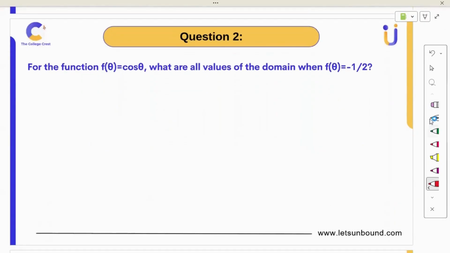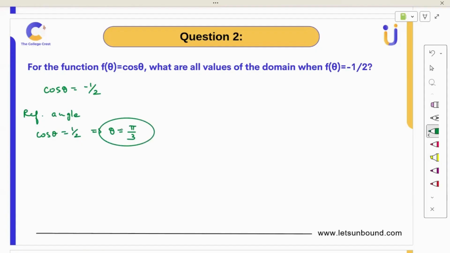For the function f of theta is cos theta, what are the values of the domain where f of theta is minus half? Okay, so f of theta means cos theta. So we got cos theta equal to minus half. Ignore the sign. So recall the reference angle. Cos theta equal to half implies theta is pi by 3. We did many problems in multiples of pi by 3, right? So theta is pi by 3. This is just the reference, not your final angle. And I should solve for theta.